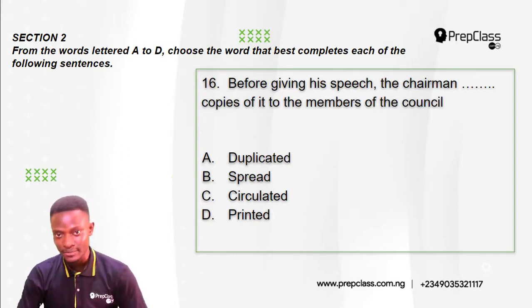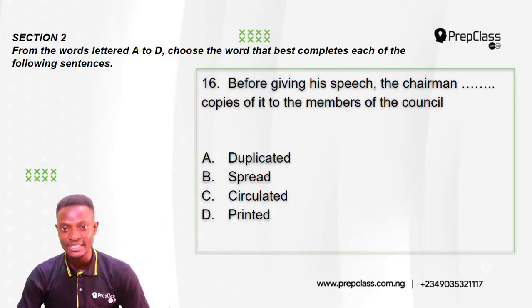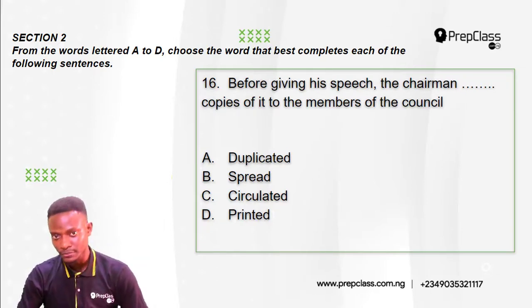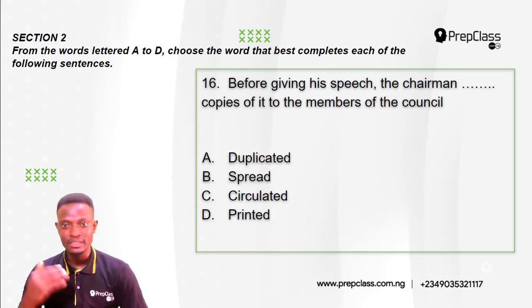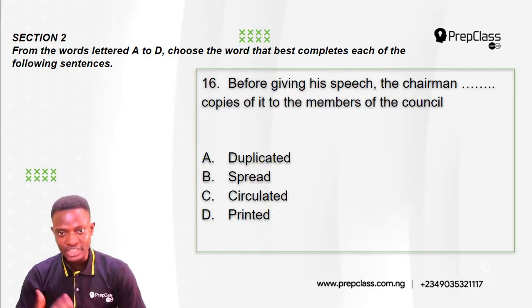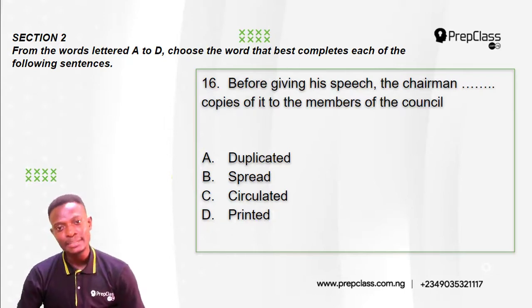Question 16 reads: before giving a speech, the chairman dashed copies of it to the members of the council. A. The chairman duplicated copies of it to the members of the council. B. The chairman spread copies of it to the members of the council. C. The chairman circulated copies of it to the members of the council. D. The chairman printed copies of it to the members of the council.